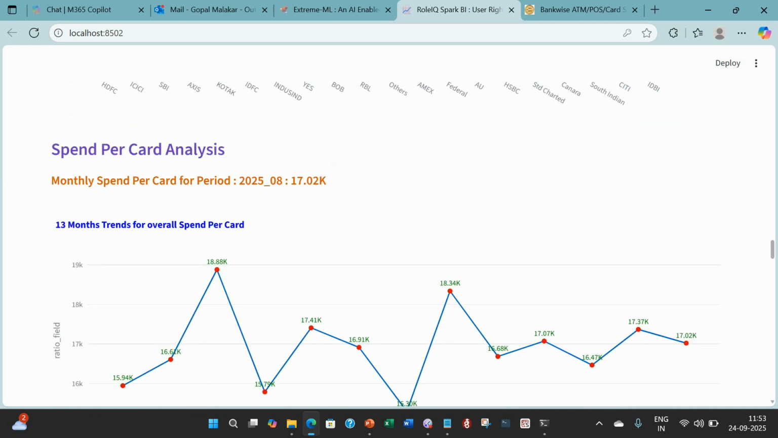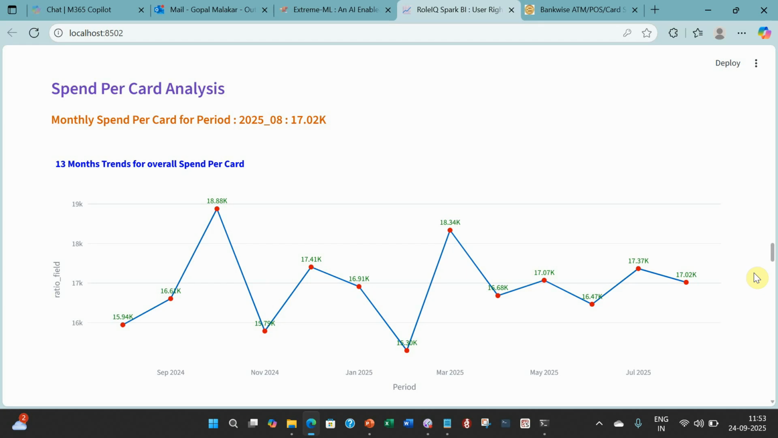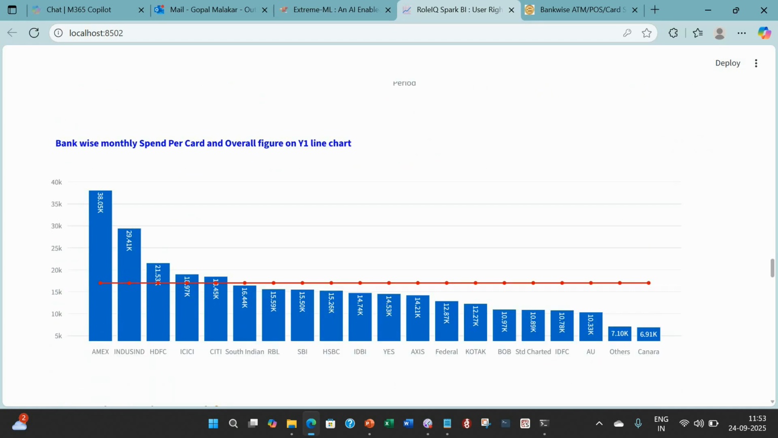Now something interesting is spend per card. Every card of the industry, if you look industry wide, is about 17,020 rupees that every cardholder is spending on average. That's how the trend goes, and you can see it is slightly going down. But look card by card, now look bank by bank. You can see Amex is max at 38,000, followed by IndusInd 29,000, HDFC, Axis, City. Then you have South Indian. And from here, almost everybody is less than the industry average.